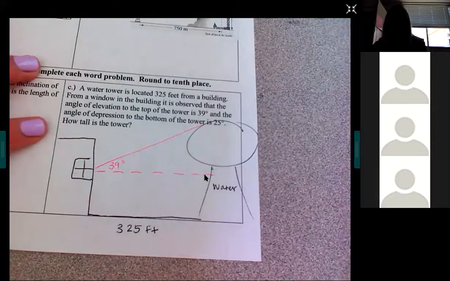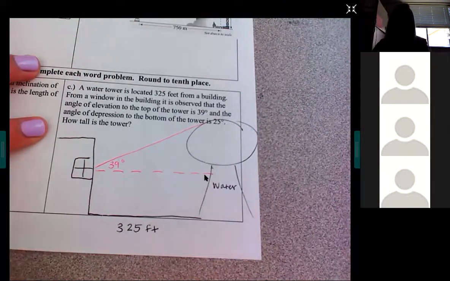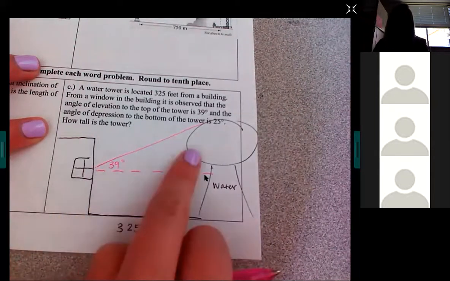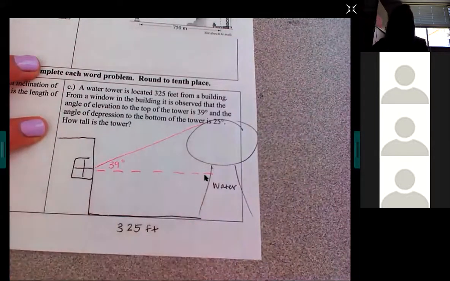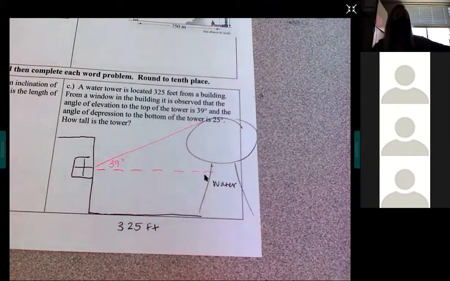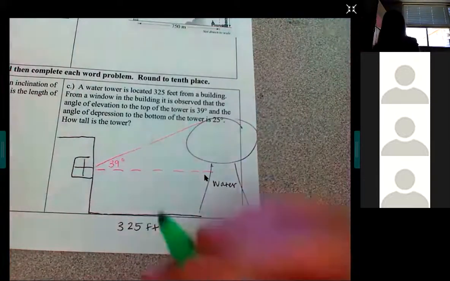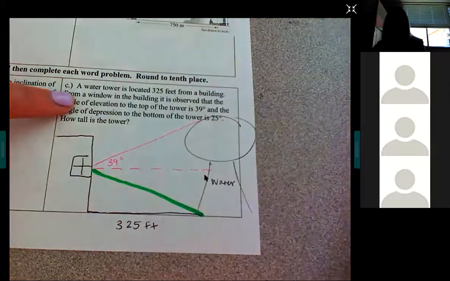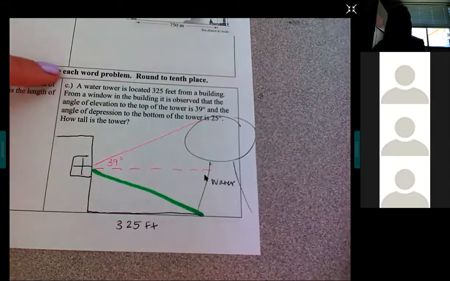That's the angle of elevation to the top of the tower. Remember, an angle of elevation, you wrote it on the front. The definition: it's an angle between a horizontal line and a line of sight, right? So I drew that horizontal line. You can't just draw the 39 there. Then it says the angle of depression to the bottom is 25 degrees. So remember, depressed means it goes down, right? So if we look down, what do you need to remember about angles of depression?